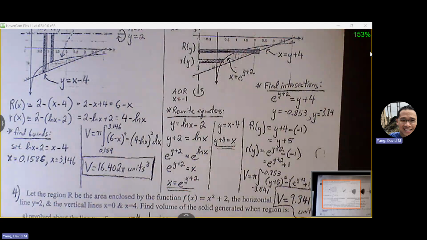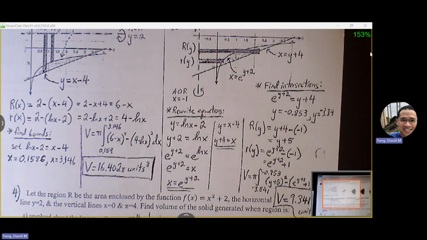Okay, so that adds a bit more complexity, because this natural log of x minus 2 is good for top minus bottom, but it's not going to be a good fit for right minus left. Your intersections, I think we can just use our calculator and use the y values that you found. The lower y value is going to be negative 3.84, and the higher y value is going to be 0.853.